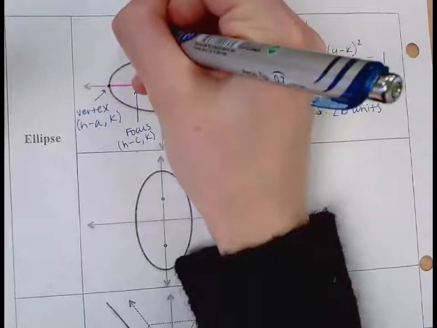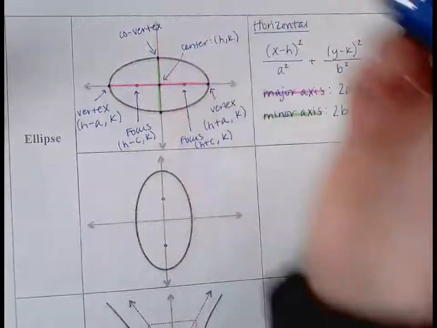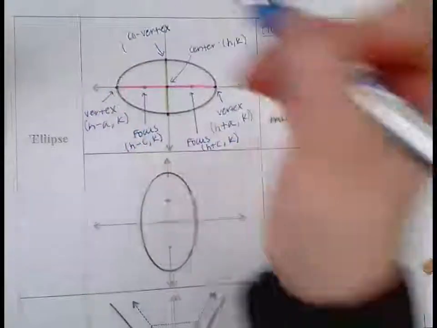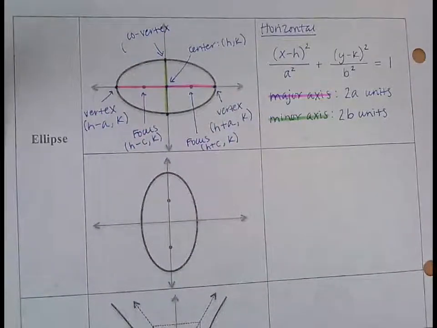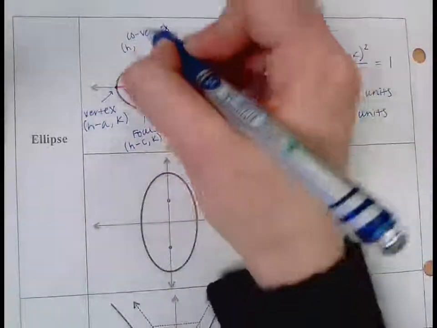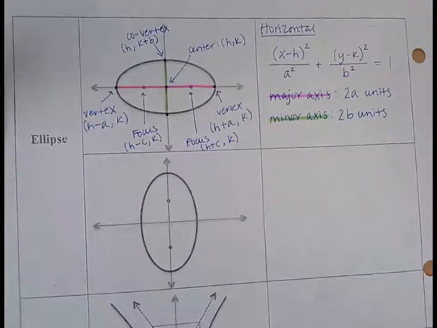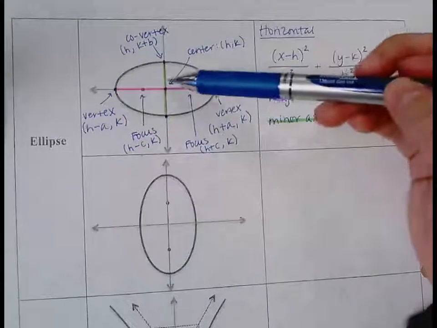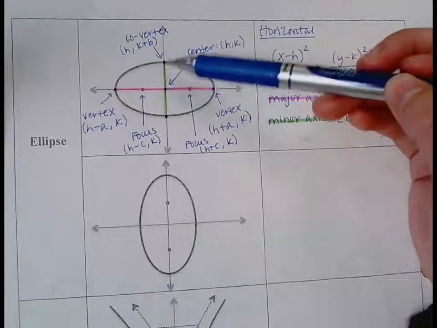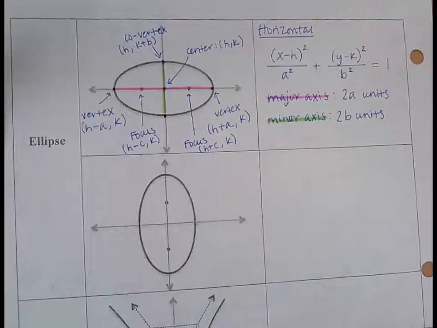So this is a covertex. And the top one would have the following coordinates. The x-coordinate is h, and the y-coordinate is k plus b. So from the center, the distance from the center to a covertex is b. So if you go up b, that's why the y value is k plus b.